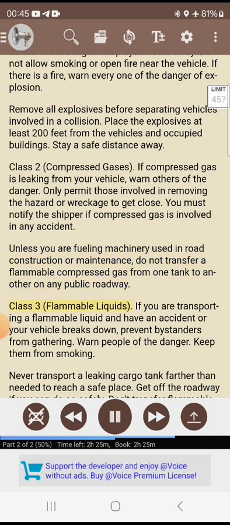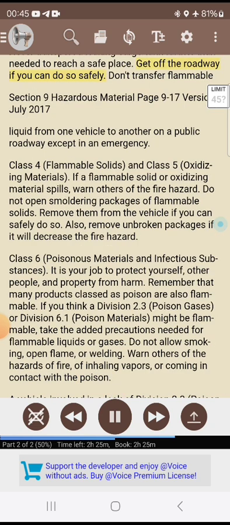Class 3 Flammable liquids. If you are transporting a flammable liquid and have an accident or your vehicle breaks down, prevent bystanders from gathering. Warn people of the danger. Keep them from smoking. Never transport a leaking cargo tank farther than needed to reach a safe place. Get off the roadway if you can do so safely. Don't transfer flammable liquid from one vehicle to another on a public roadway except in an emergency.